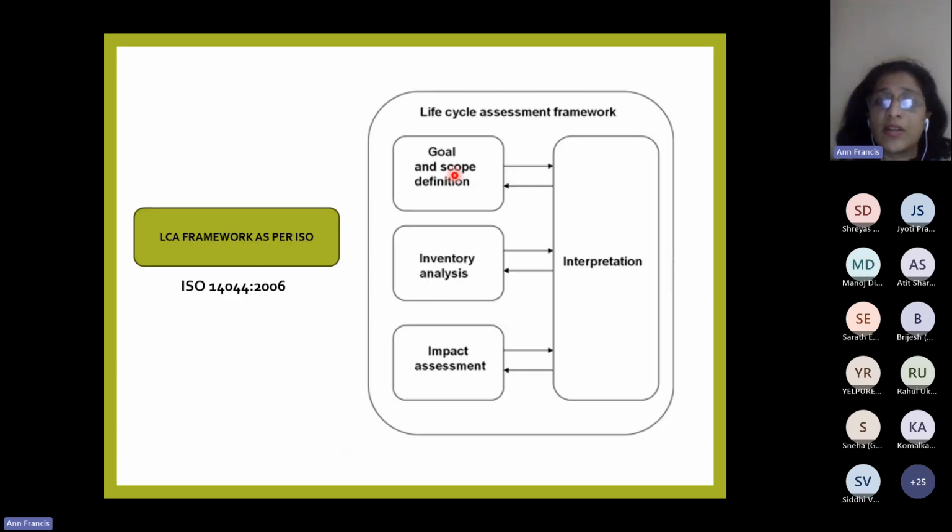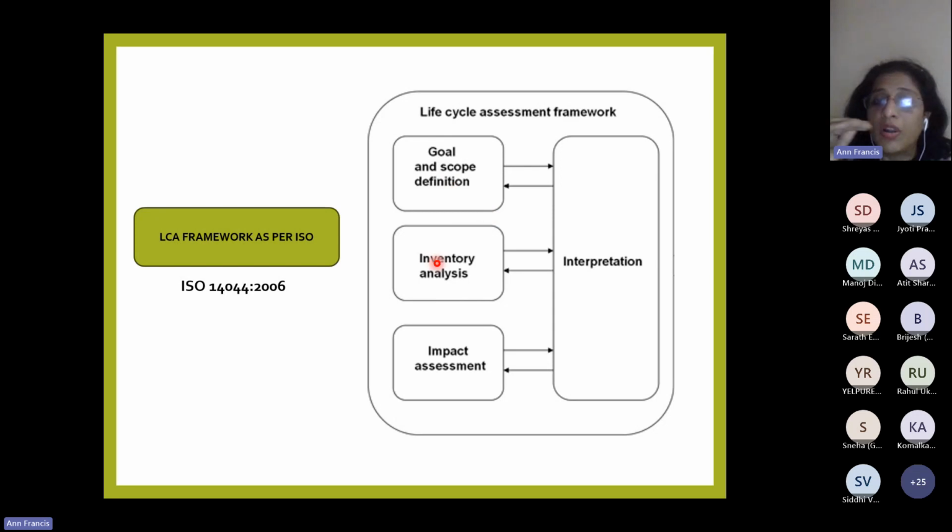So as I said, we define the goal, we define the scope, we define the functional unit, then we do the inventory. So if it's for a building, we collect all the materials that are being used for the building, and then we try and map against how much emission because of each product. All of that we can do in the inventory phase.